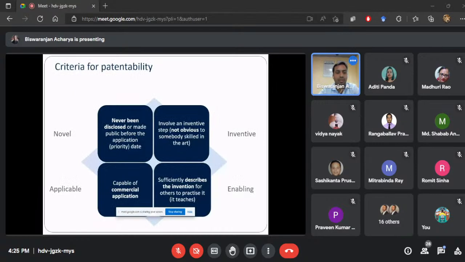Criteria for patentability: it must be novel, then applicable. It has some social applicability, social impact. It must be inventive, and enabling. Novel: never been disclosed or made public before the application, that is prior art, the priority date. Inventive step: not obvious to somebody skilled in the art. Applicable: capable of commercial application, that is commercial viability, so it can be granted to the owner. Enabling: sufficiently describe the invention for others to practice it, so each step must be explainable.